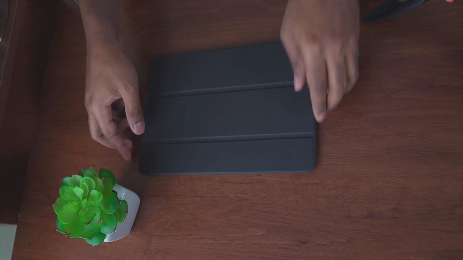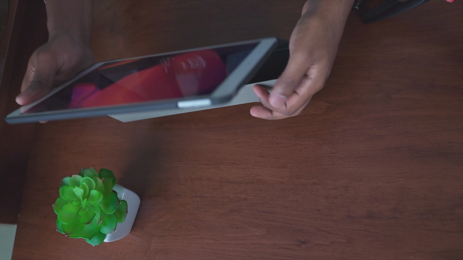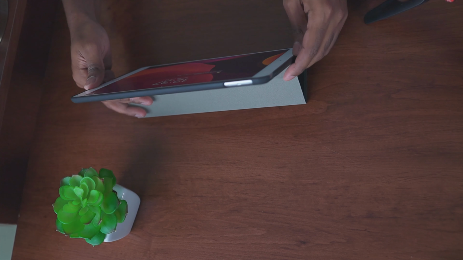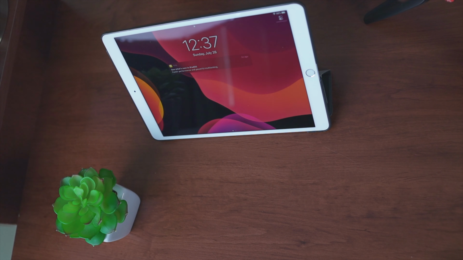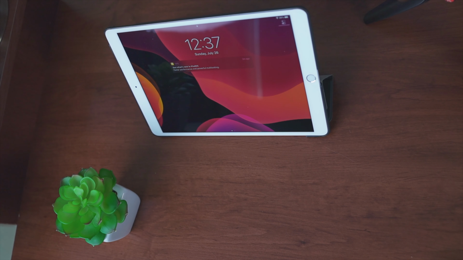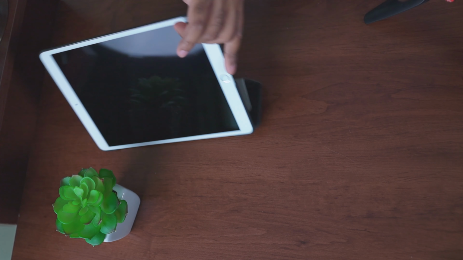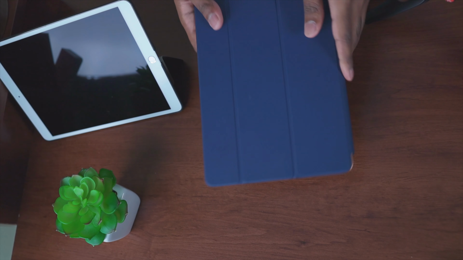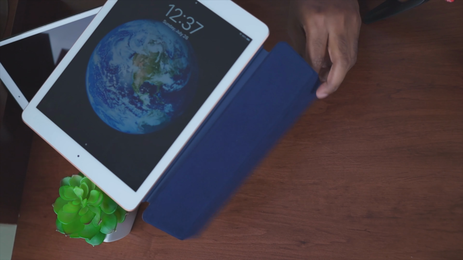And here's a quick comparison of the JETech smart cover case versus the Apple smart cover on the iPad mini. So when I put them side by side, there isn't much of a visual difference. When you look at it, they look exactly the same. There's no difference at all. They have the same functionalities. Now, the only difference I see between both of these cases is the price and then the inner surface of the smart cover.